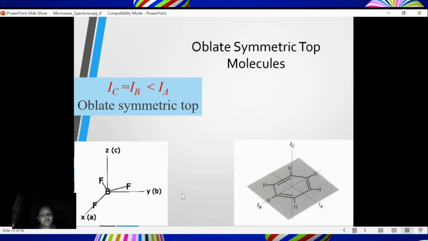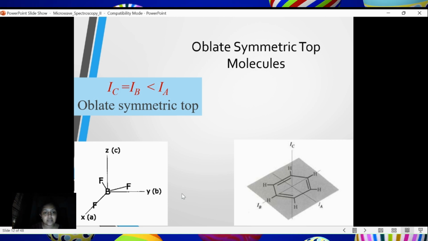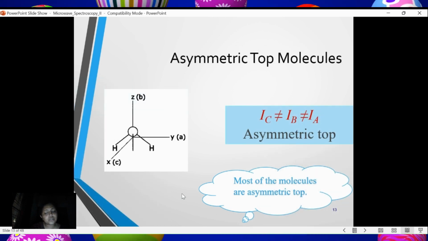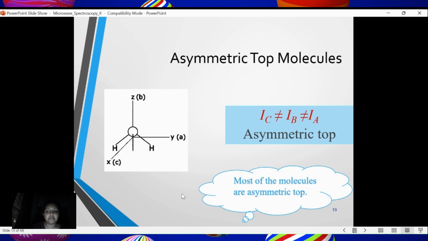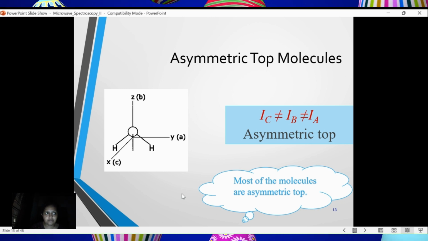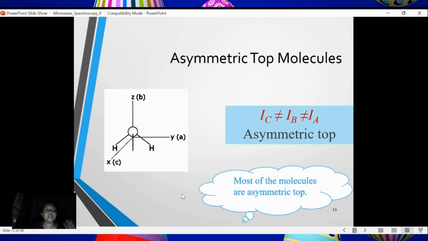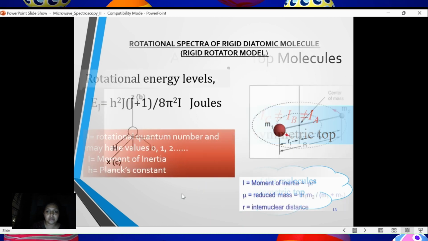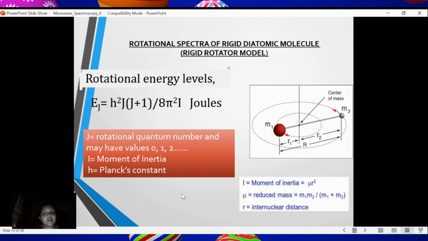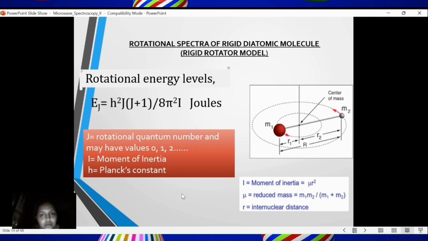Here are two given examples for these particular molecules. BF3 is an example for oblate. Benzene is an example for oblate symmetric top molecule. And then most of the molecules are asymmetric top molecules, that is IC not equal to IB, not equal to IA. All the three moments of inertia will be different, that is the molecule will be having three different moments of inertia.